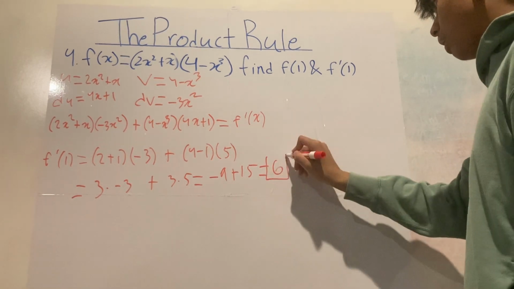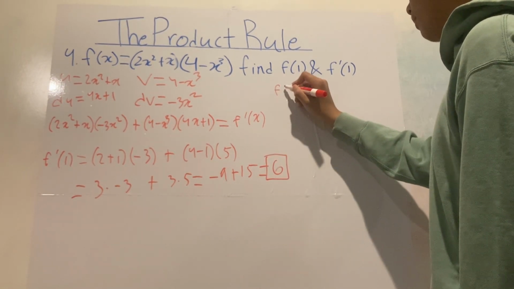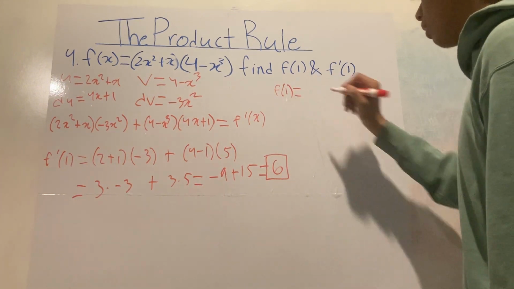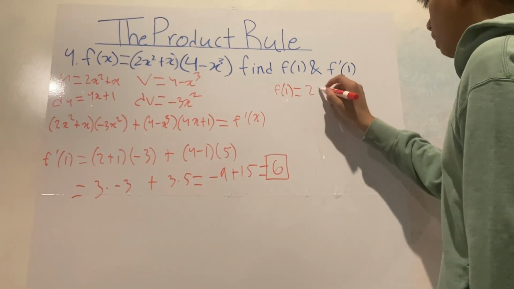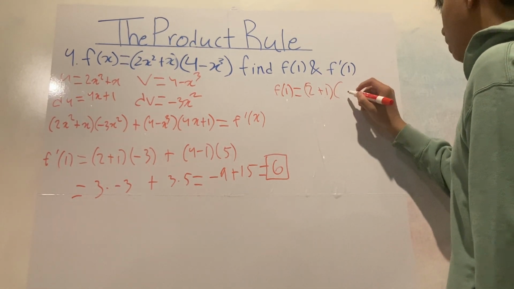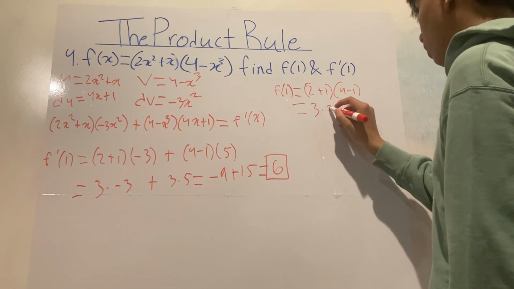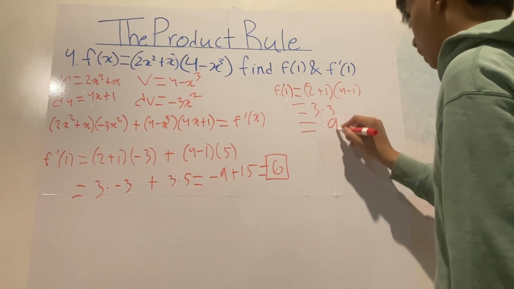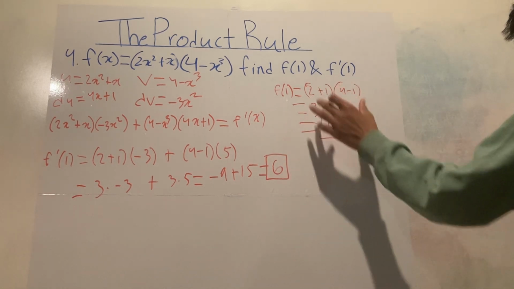And now, let's do f of 1. We have 2 plus 1 times 4 minus 1, and this is just going to equal 3 times 3, which equals 9. And there's our final answers. f prime of 1 equals 6, f of 1 equals 9.